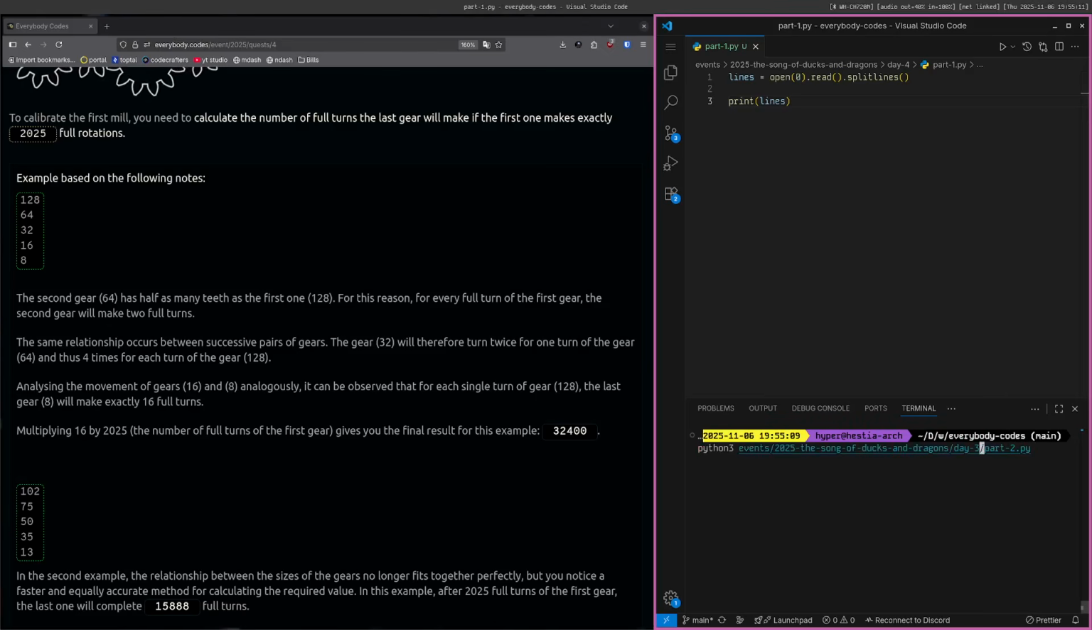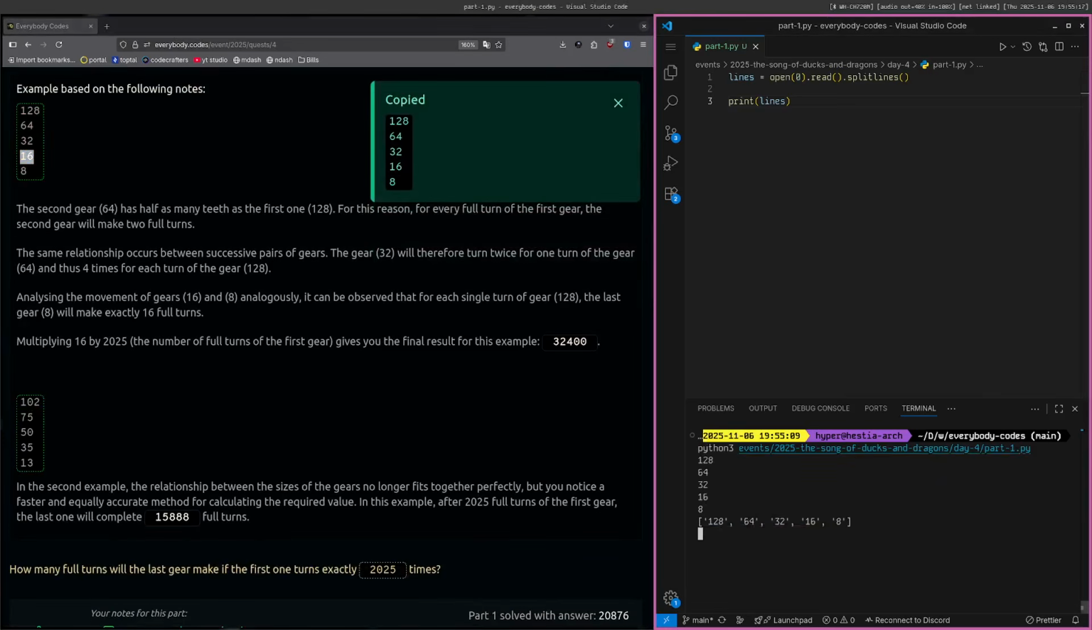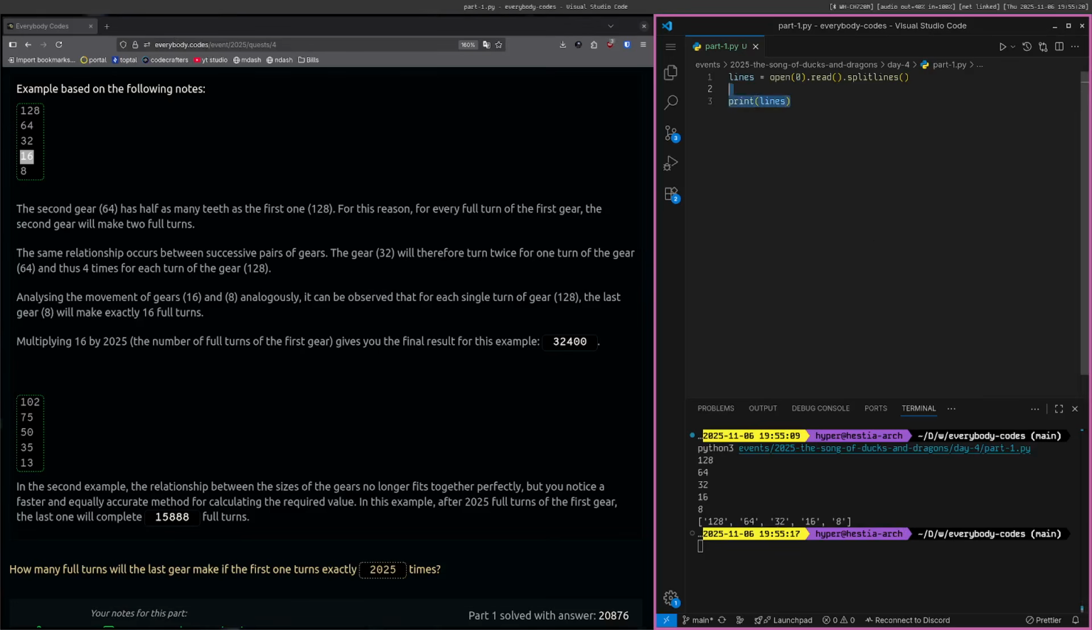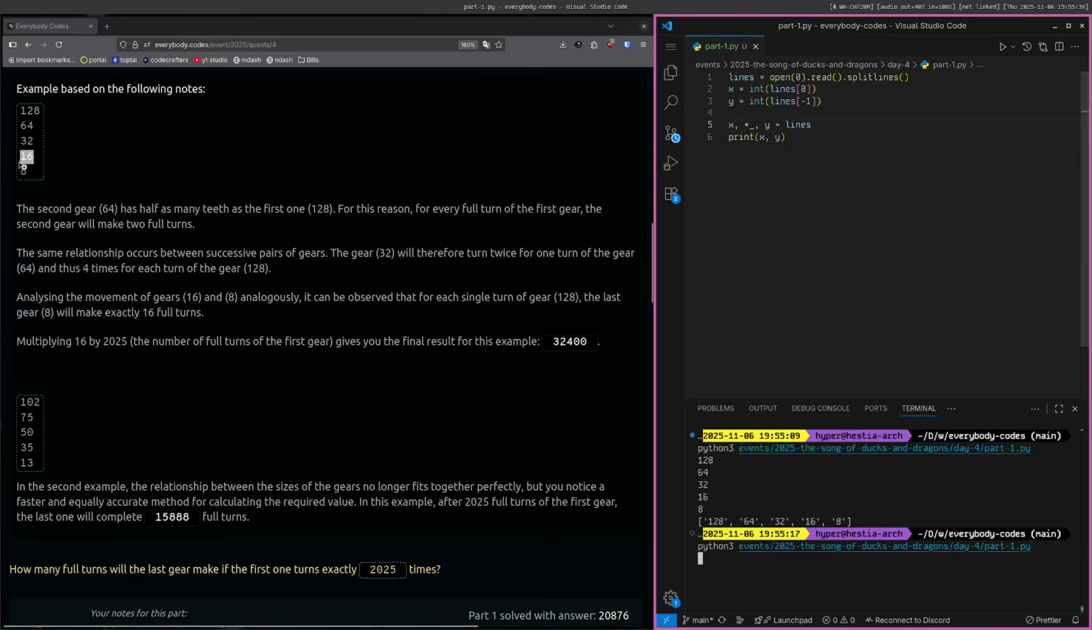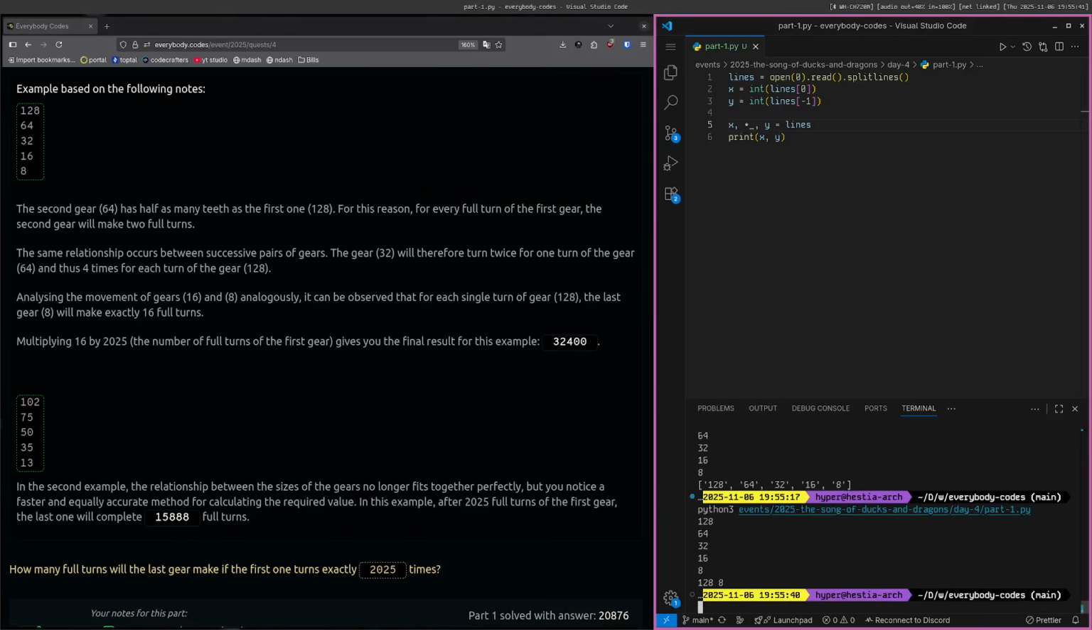So if we run this code on this input, for example, we get each of our lines. In order to get the first and last value, we can do x equals int of the first line and y equals int of the last line. You can also do this if you want: what that's essentially doing is unpacking the list of lines into this assignment where x is the first item, y is the last item, and the underscore is a list containing all of the intermediate items.